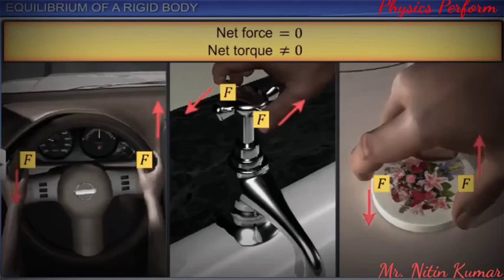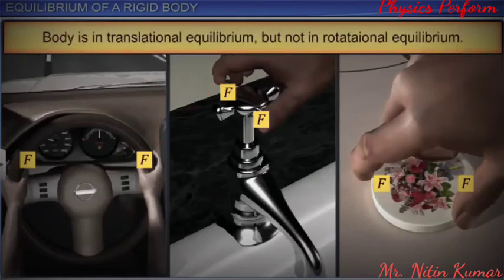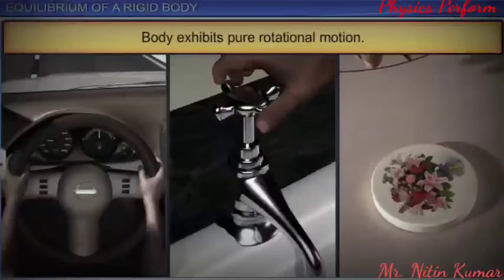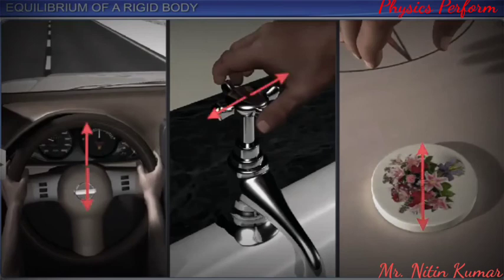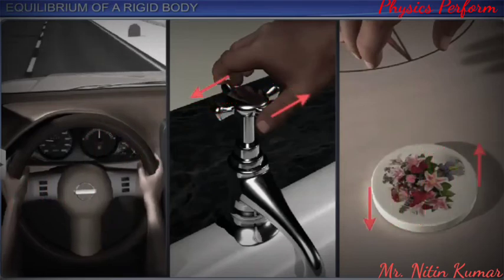What happens if the net force acting on a body is 0, but the net torque is not 0? In such cases, the body is said to be in translational equilibrium, but not in rotational equilibrium. The body exhibits pure rotational motion. If 2 equal forces act on a body in opposite directions, the net force is 0. But if they act at different points, they can produce torque, as in the case of a couple.